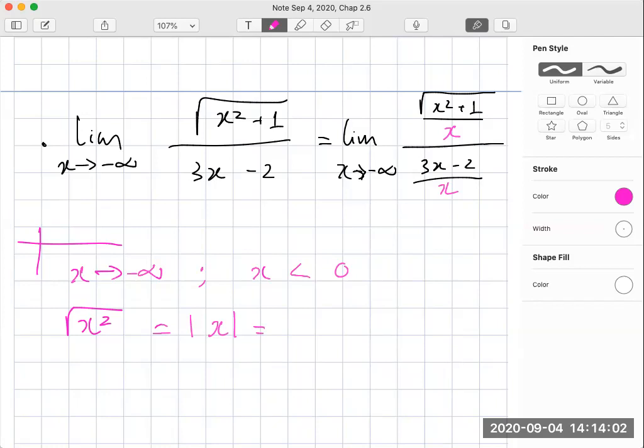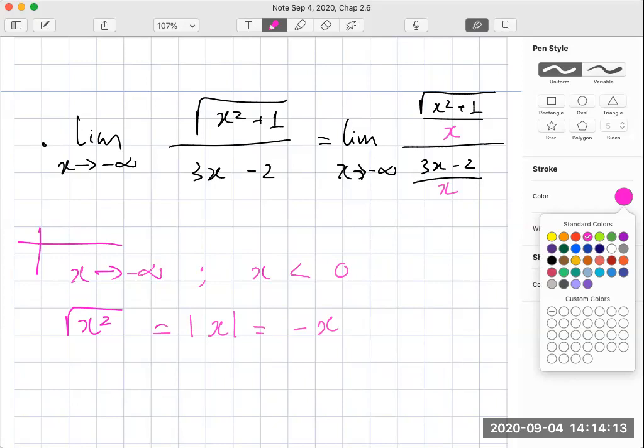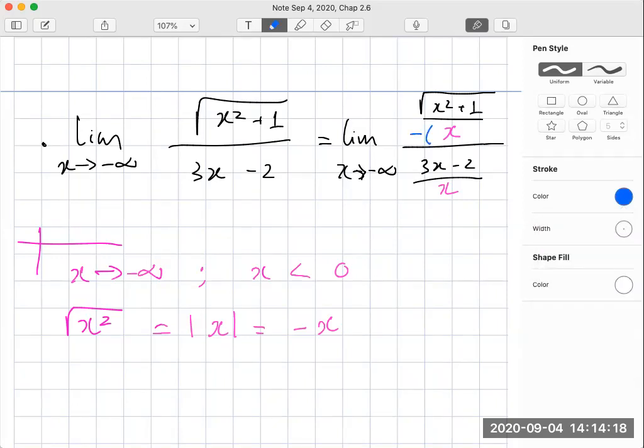It should be negative of x, right? Should be a positive thing. So remember, here x, we can write it as negative of negative x. It's the same thing, right? Instead of writing x, we can write it negative of negative x.